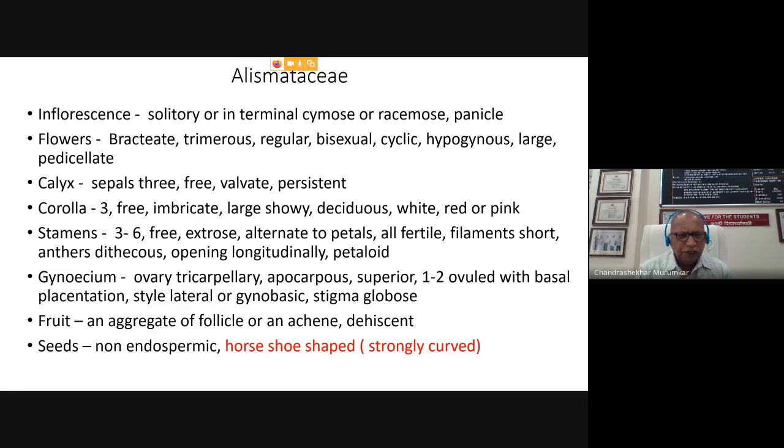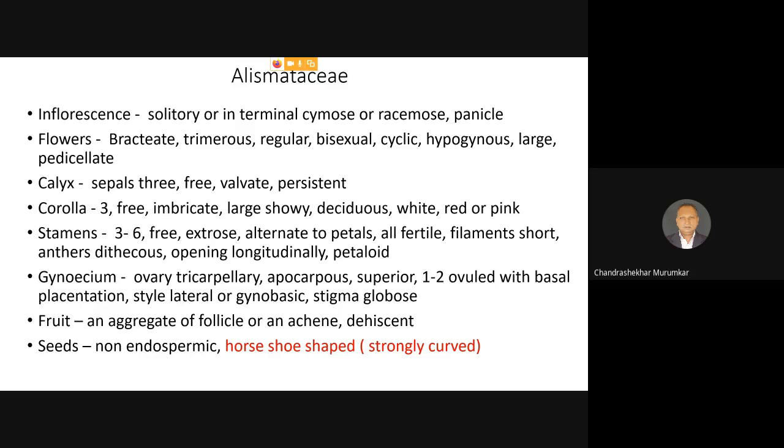As far as the gynoecium is concerned, the ovary is tricarpellary and apocarpous. That is an important character, that is, the carpels are free. Now each carpel is superior and has 1 to 2 ovules. So the position of the ovule and the number of the ovules may be 1 to 2.